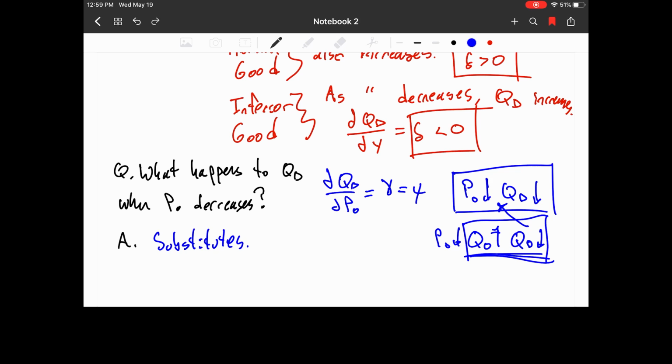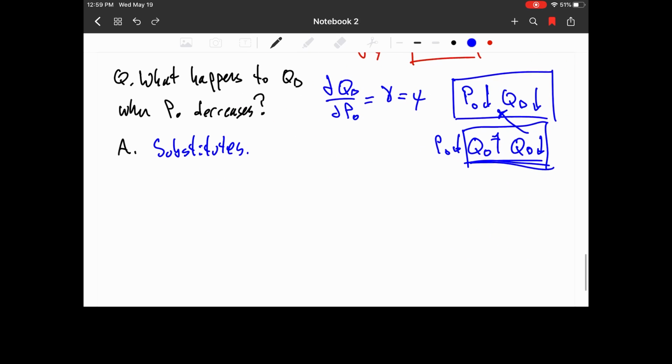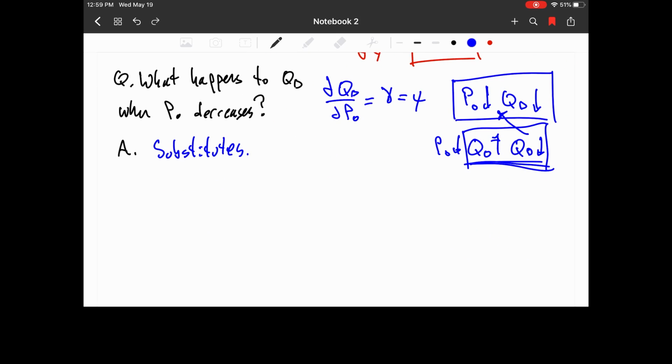So to answer the fantastic question from class yesterday, when gamma is greater than 0, then they're substitutes. And when gamma is less than 0, then they're complements.